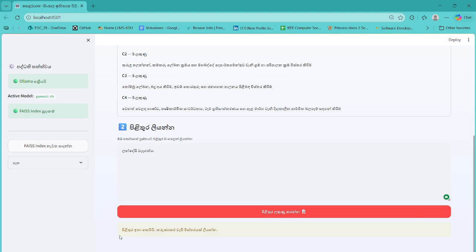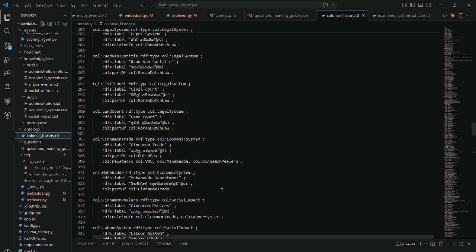It shows that the answer is really short. We need more details, content. So, moving on to agent workflow and reliability summary. Let's see. You can see in the agent scoring agent .py.